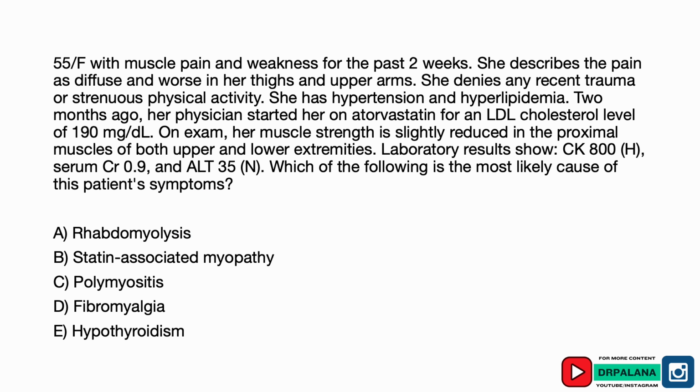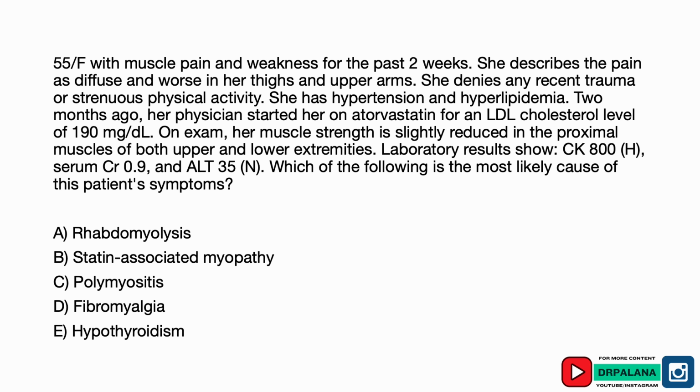A 55-year-old female presents with muscle pain and weakness for the past 2 weeks. She describes the pain as diffuse and worse in her thighs and upper arms. She denies any recent trauma or strenuous physical activity. She has hypertension and hyperlipidemia. 2 months ago, her physician started her on atorvastatin for an LDL cholesterol level of 190.